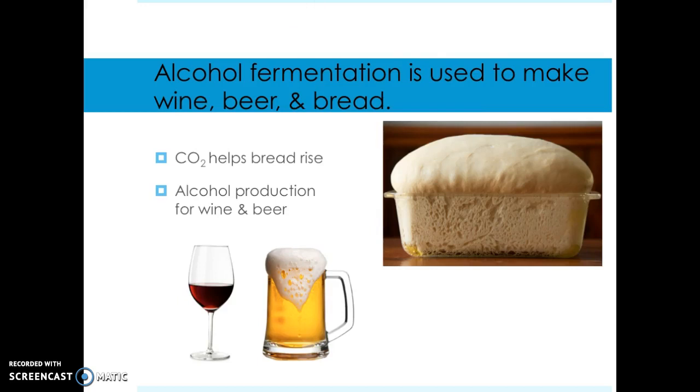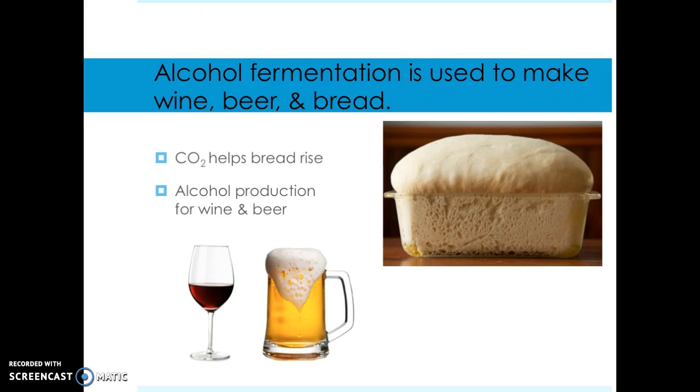And alcohol fermentation is actually really useful. So it's commonly used to make wine, beer, and even bread. So it's used to make bread because it helps the bread rise. That CO2 comes in and it helps that bread rise, as you could see here. And it's useful for producing wine and beer because another byproduct of this is alcohol.